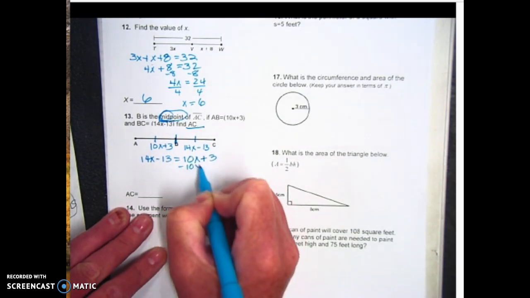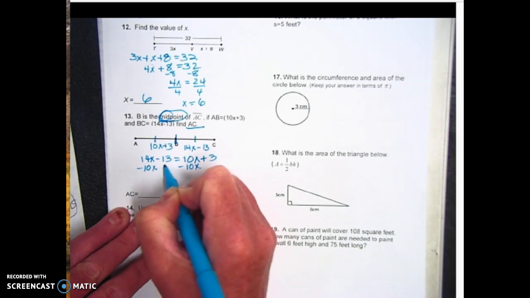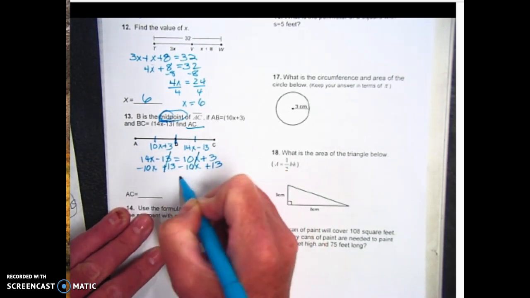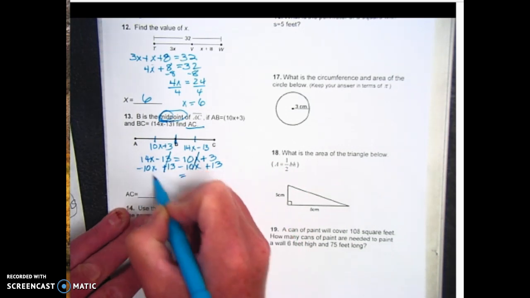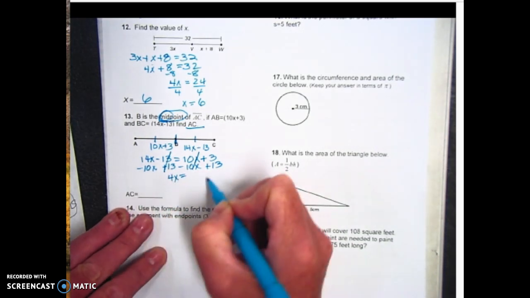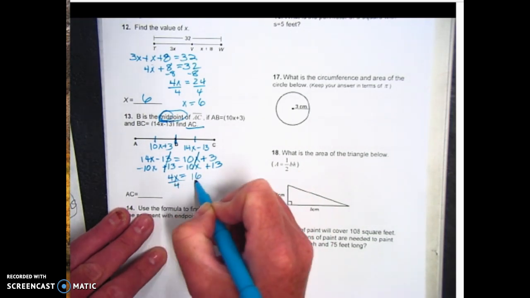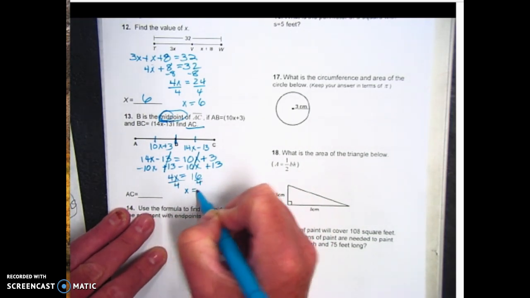Subtract the 10x from both sides. Add 13 in the same step. Opposites, opposites. 14x minus 10x is 4x. 3 plus 13 is 16. So when we divide both sides by 4, we get x equals 4.